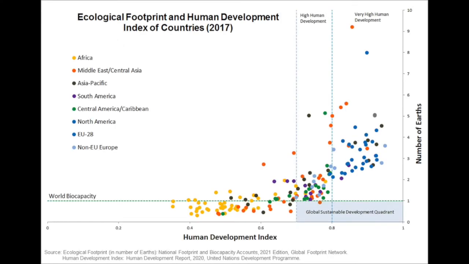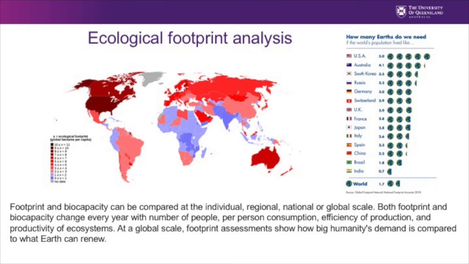We usually link this analysis with the Human Development Index, as we did before. So this is a way of measuring the Earth's biocapacity, or the capacity of the Earth to sustain the development of humanity. Biocapacity is the productive area that can regenerate what people demand from nature. Footprint and biocapacity can be compared at the individual, regional, national, or global scale. At global scale, you can see in this image how big humanity's demand is compared to what Earth can renew.